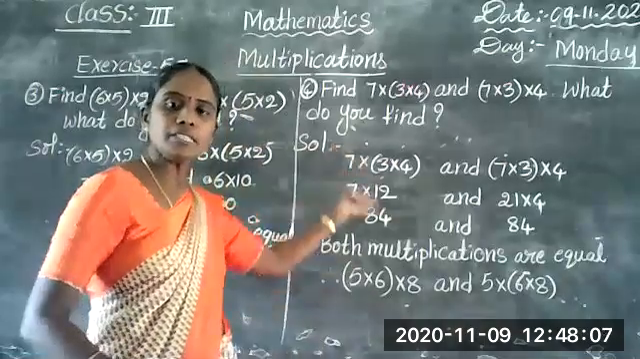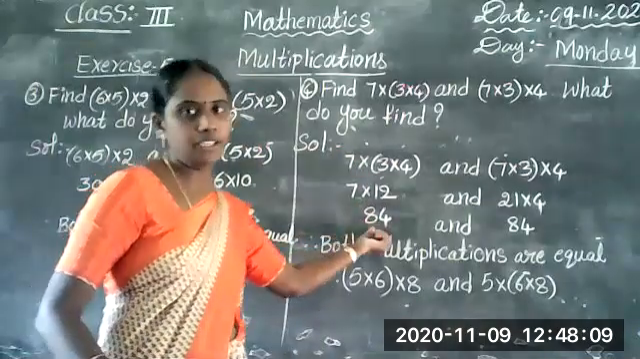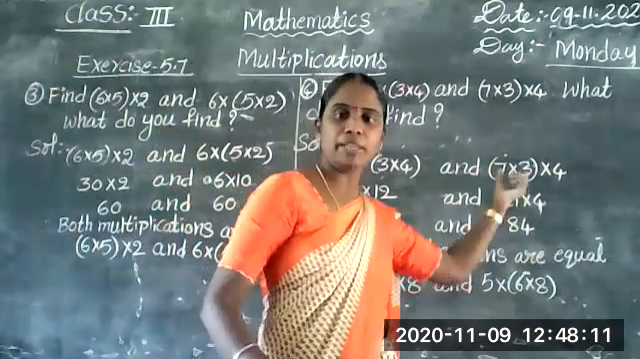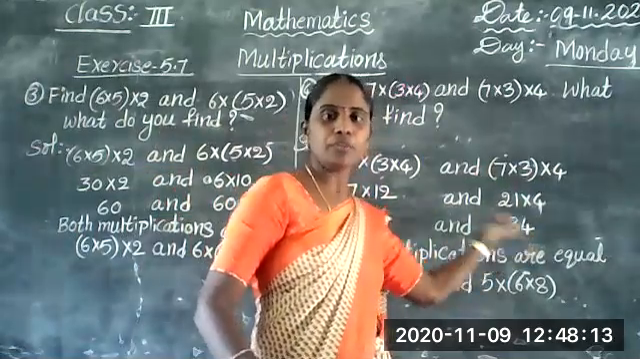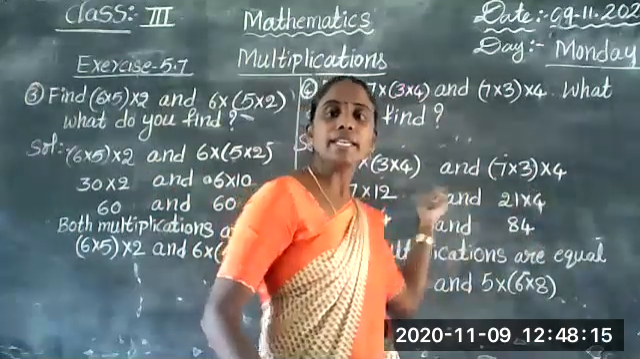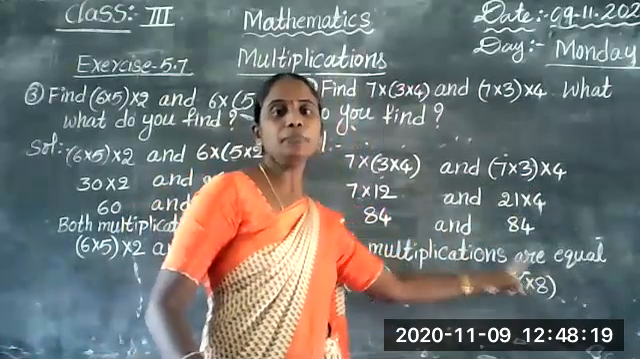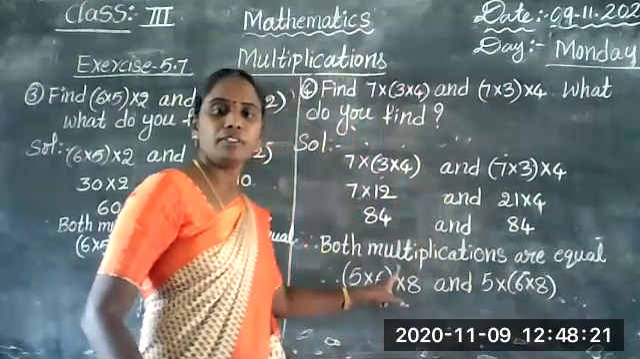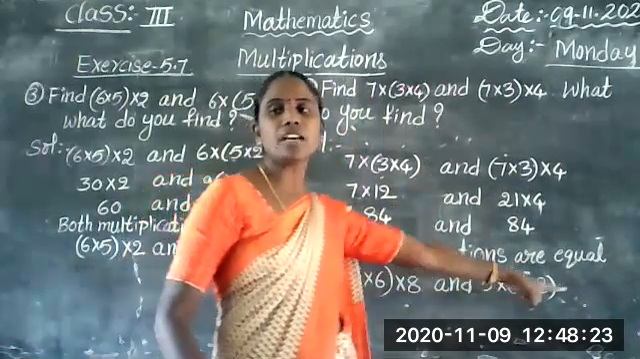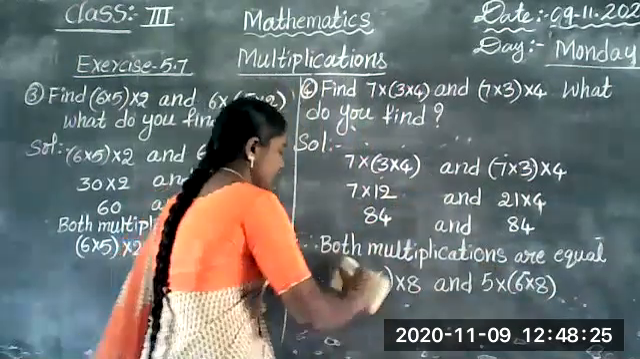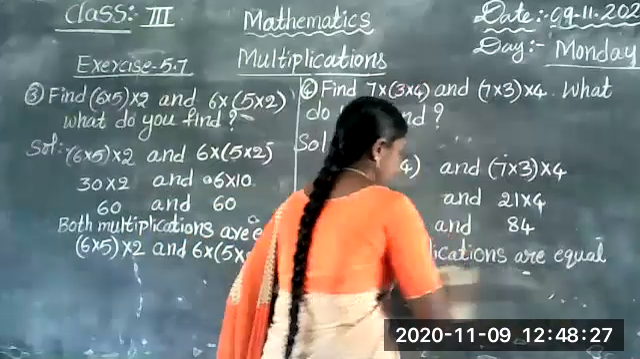84. Here in this multiplication we get answer 84. In this multiplication also we get answer 84. So both are equal. Both multiplications are equal. Okay. What do you find? We find both multiplications are equal. Next, right, that multiplication.